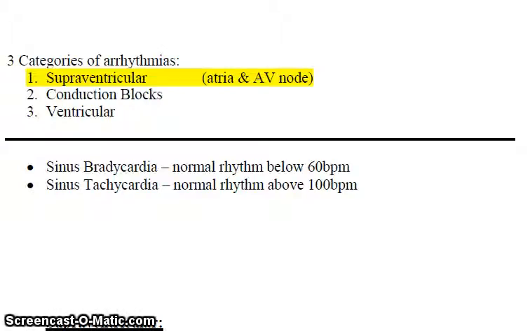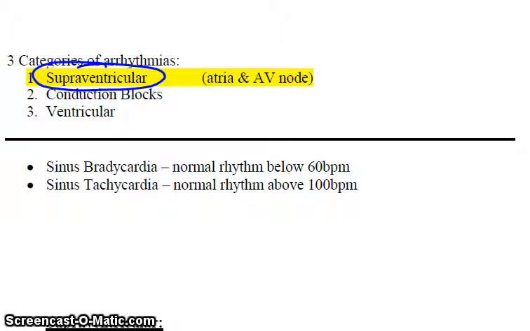Okay, we're going to talk about three categories of arrhythmias. The three categories of arrhythmias are the supraventricular, conduction blocks, and then ventricular. This lesson is specifically about supraventricular.